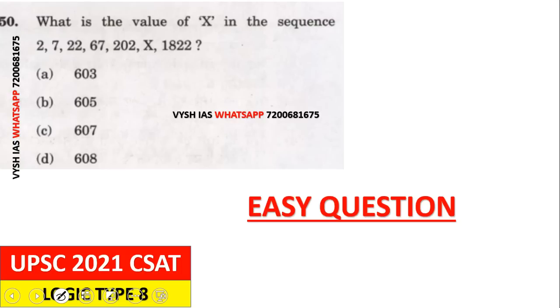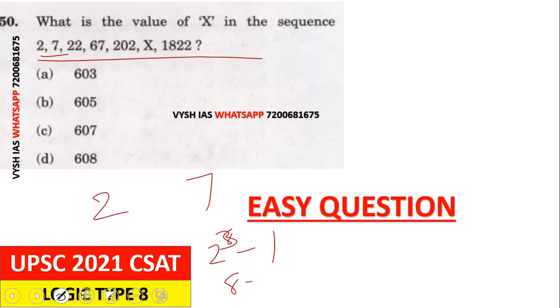Now again, sequence. What is the value of x in the sequence 2, 7, 22, 67? This is a very easy, simple question. You have to see the pattern. How will 2 become 7? Either you do 2 cube minus 1, that is 8 minus 1 equals 7, or the other easy method, 2 into 3, 6, plus 1.